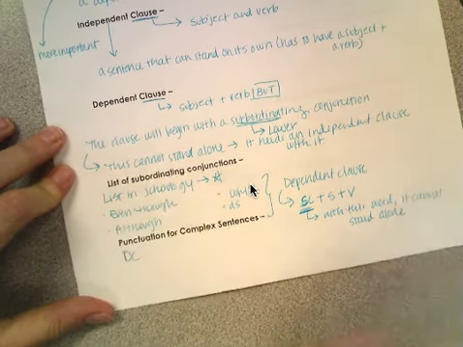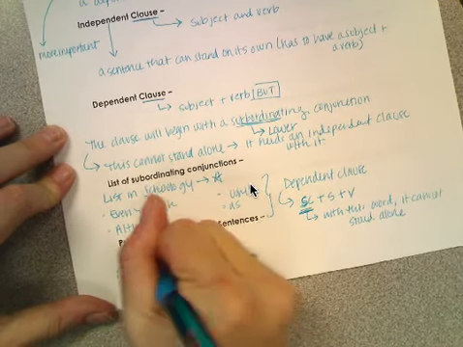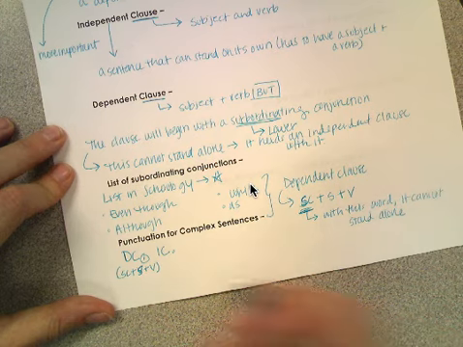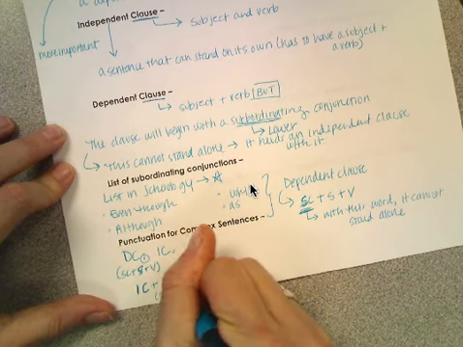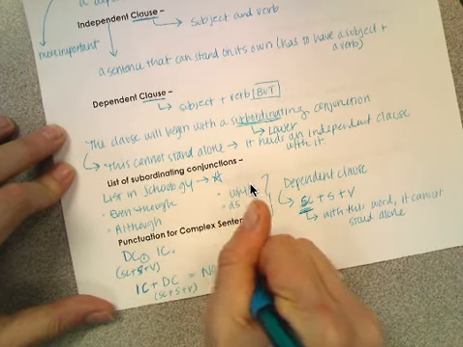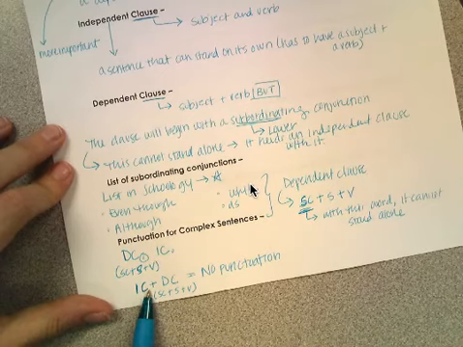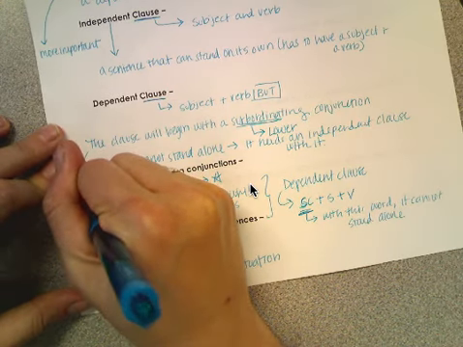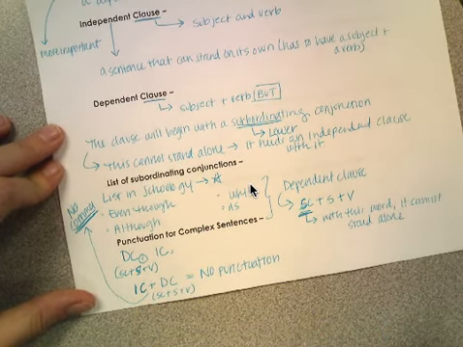Okay, so punctuation for a complex sentence. If the dependent clause comes first, meaning you have the subordinating conjunction plus the subject plus the verb, you will add a comma before the independent clause and a period. If the independent clause comes first, followed by the dependent clause, which is the subordinating conjunction plus the subject plus the verb, that equals no punctuation. A common mistake that I see is people want to put a comma right here. No comma. Resist the comma. Don't do it.